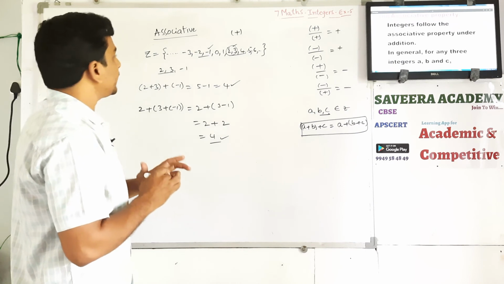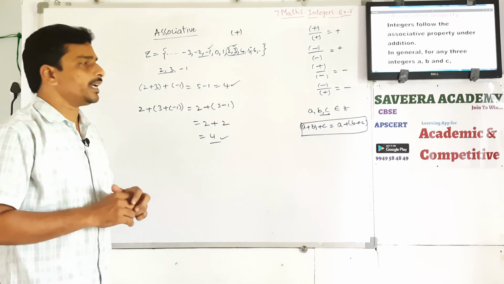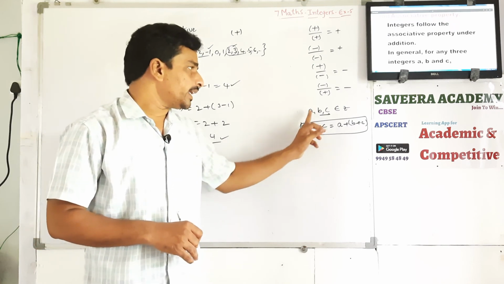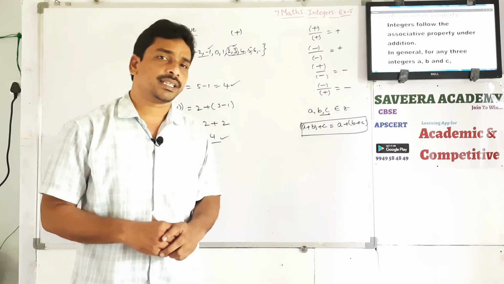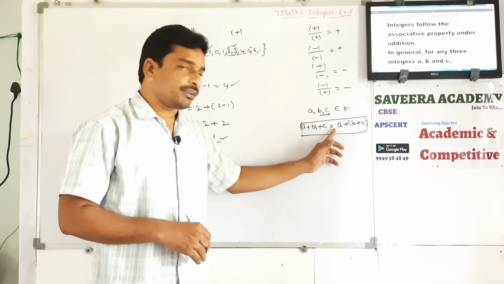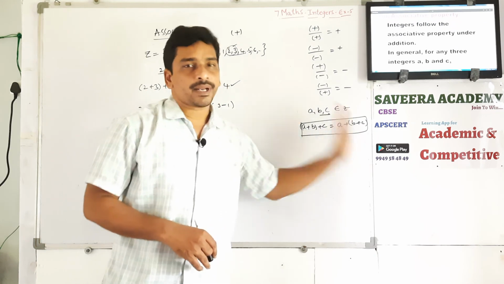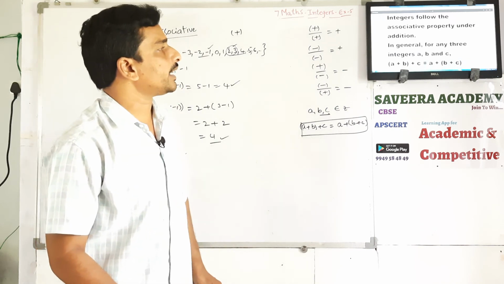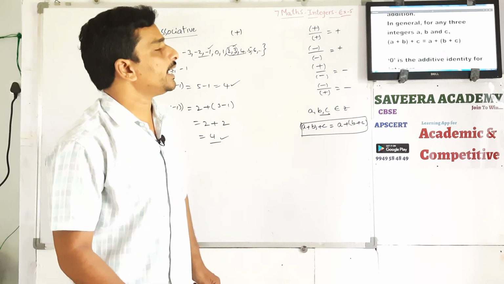Therefore, the set of integers follows associative property under addition. In general we write a, b, c are any three integers in the set Z. (a + b) + c is equal to a + (b + c). This is associative property.